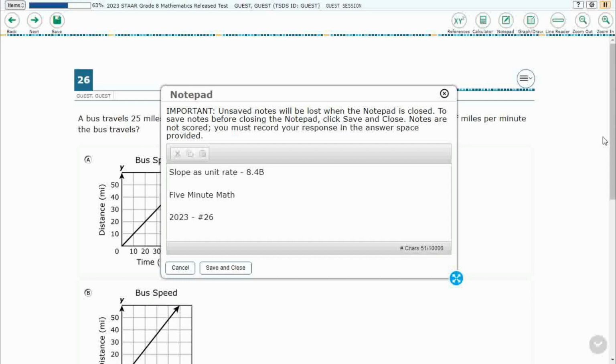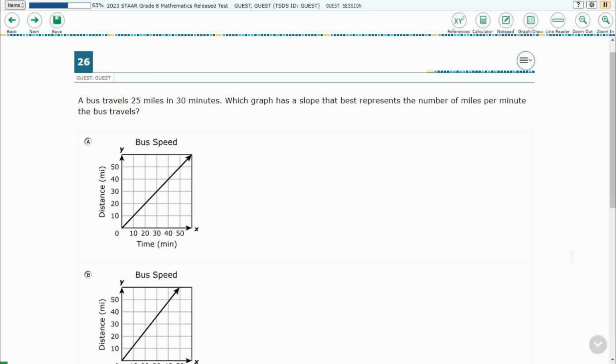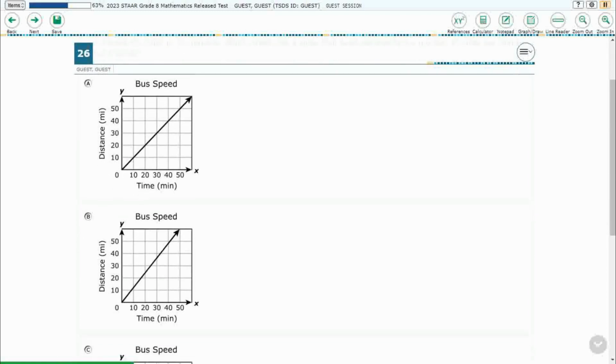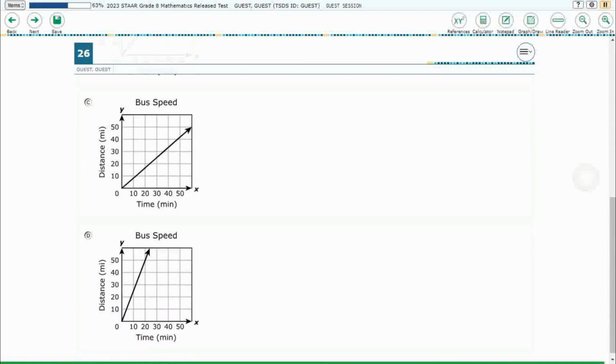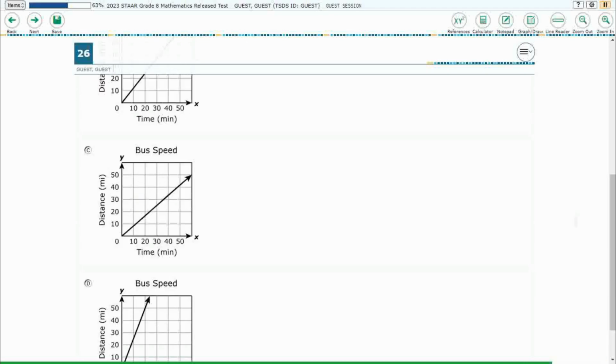Today we are looking at the 8th grade concept of slope as unit rate. This is standard 8.4b in the great state of Texas, and we're using item number 26 of the 2023 released STAAR test. If you haven't done so already, please go ahead and take a moment to pause the video, work this problem out on your own, unpause it, and we will look at our answers together.